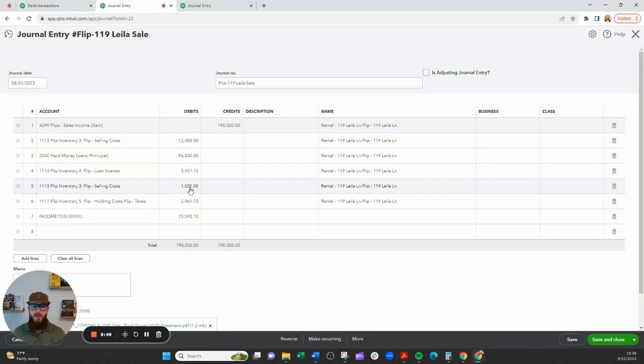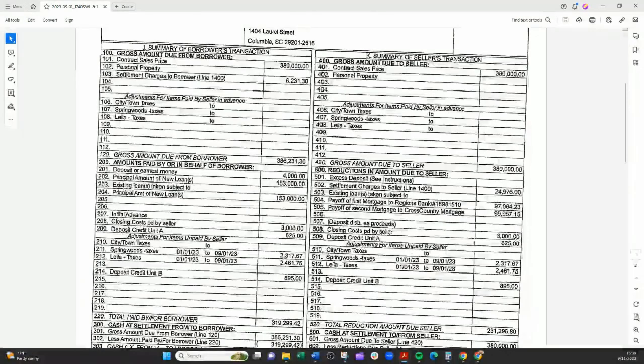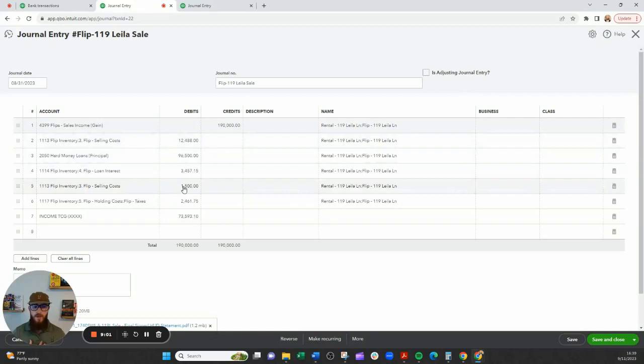So this $1,500, if you remember, we have $3,000 worth of seller closing costs paid by seller on behalf of the buyer. We are the seller. This HUD is for the seller. And so these are paid on behalf of the buyer. It's a concession given to the buyer. And we're just going to put it in selling costs for flipping purposes, okay? And then we are left with this amount, and we have it coming into our income account, okay? And so we can see debits equal credits.